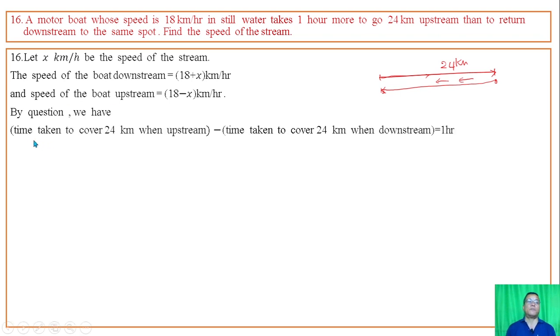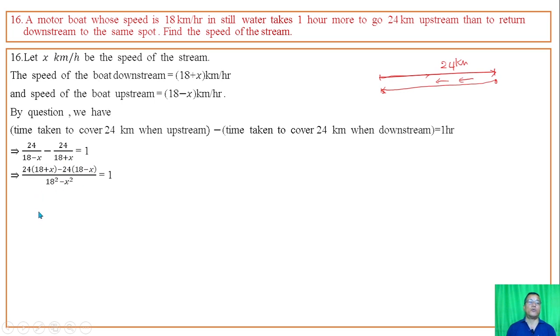By question we have time taken to cover 24 km upstream minus time taken to cover 24 km downstream, the same distance, which is equal to 1 hour. Then time is distance by speed, so we have 24 by 18 minus x minus 24 by 18 plus x, which is equal to 1.